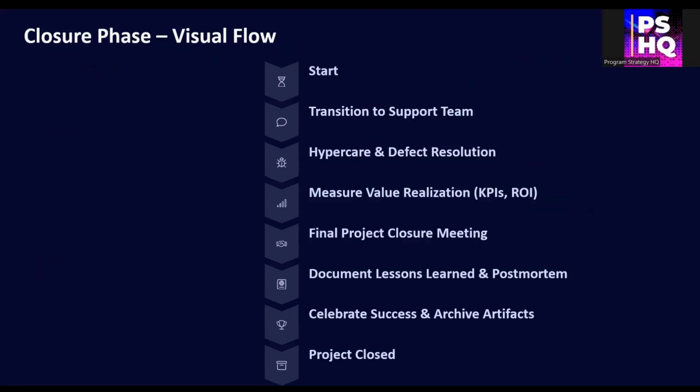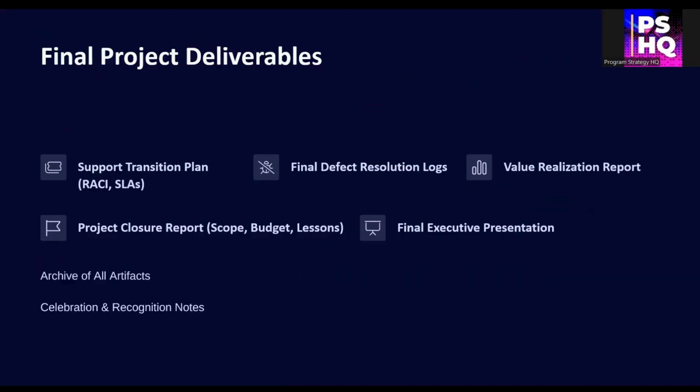By the end of this phase, ensure you've completed a support transition plan, final defect logs, a value realization report, the closure report with scope, budget, and learnings, a final executive presentation, archive all the project artifacts, and of course, celebration and recognition notes. These assets provide closure and ensure traceability for future audits or references.